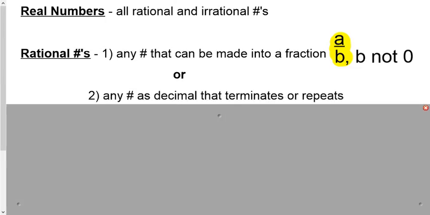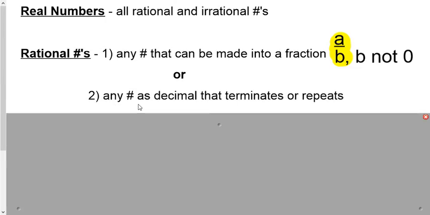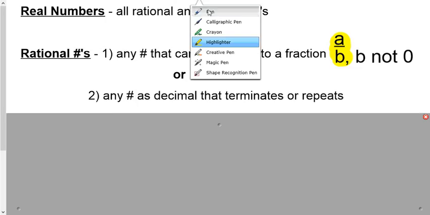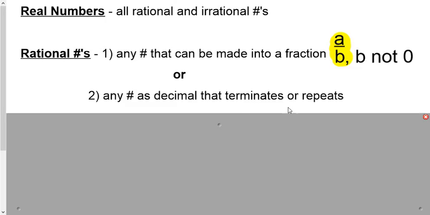Here's another way to look at rational numbers. Basically, we can make it into a decimal that terminates, that means stops. So if you're looking at what terminate means, it means it stops. For example, let's take a look at 2.1. See where the decimal just stops at 1? That's a terminating decimal. Or repeats, and you've seen those before. That's like 0.3 with the repeating bar.